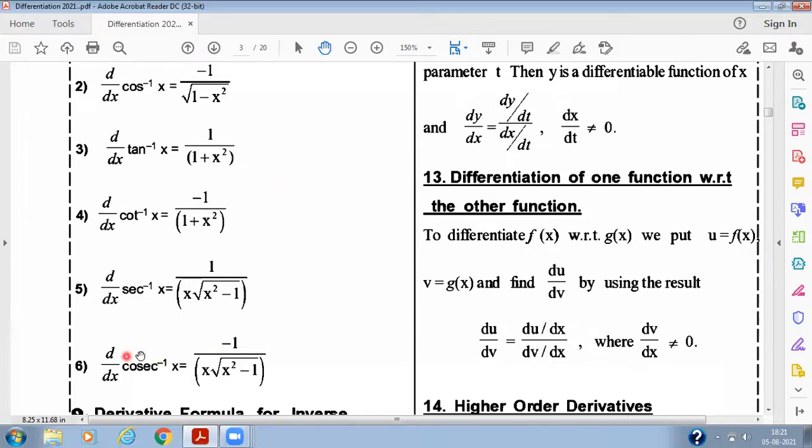Just go through it once. We have done everything very properly in the theory lectures. So we're just revising whatever we have done in 11th and 12th standard in theory lectures.